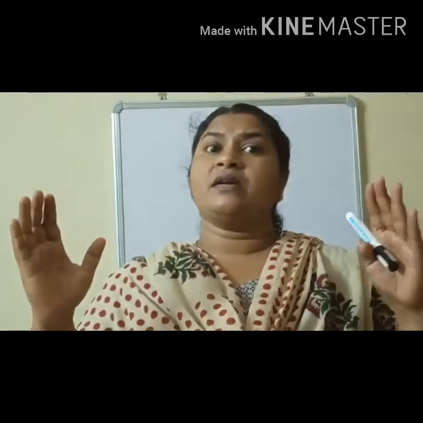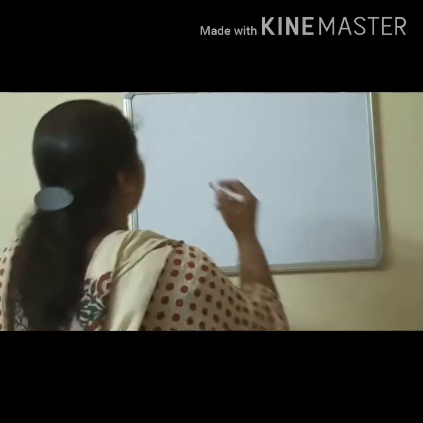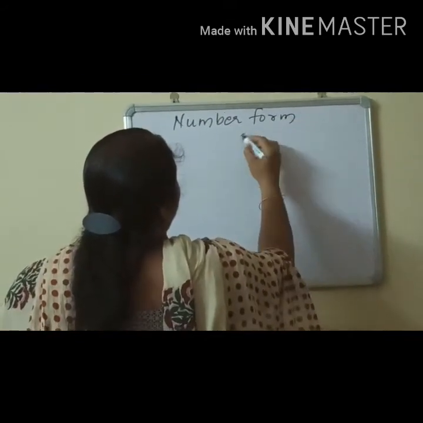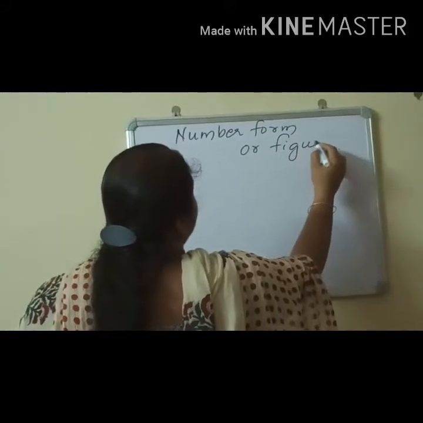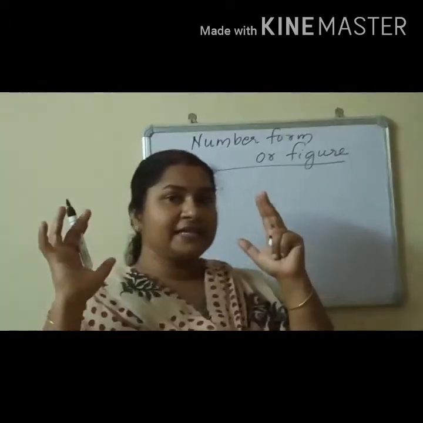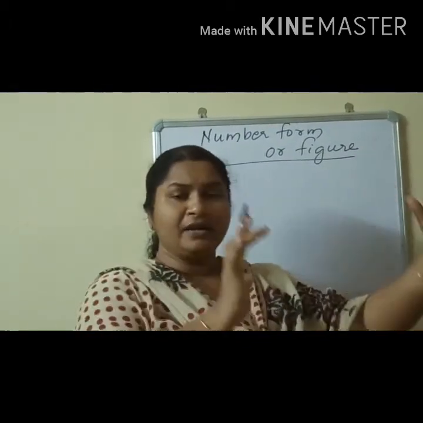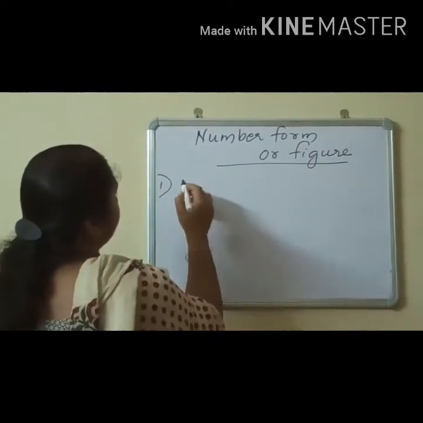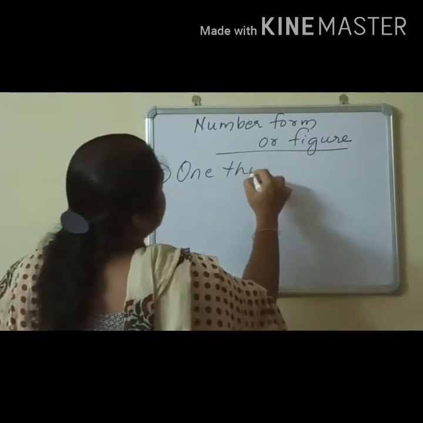We have studied how to write the number name or the word form of a number. If the number name is given, how will you write the number? That we are going to look at. Okay. Number form or figure. How to write a number name in figure. So an example I will show you. 1000.